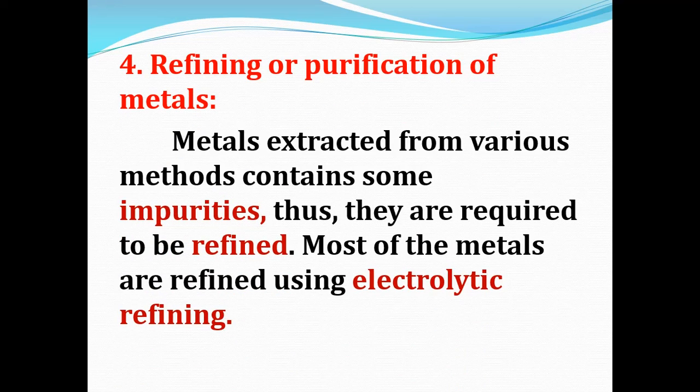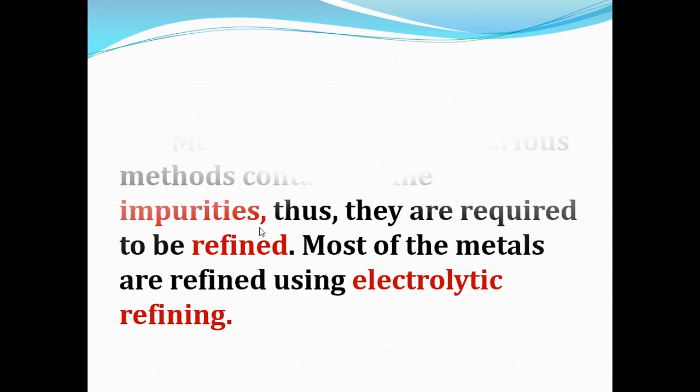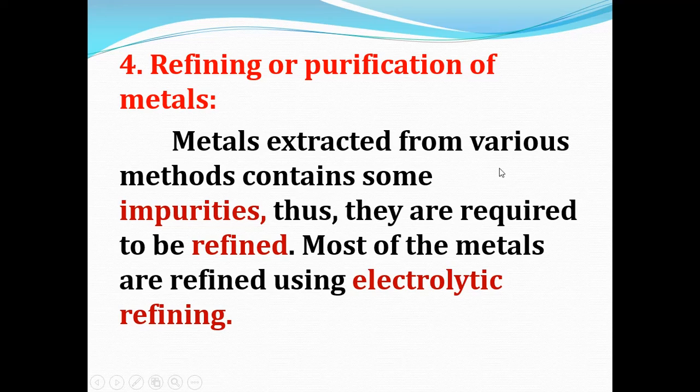Metals extracted from various methods contain some impurities, which have to be purified or refined. Most of the metals are refined using electrolytic refining. The method which is used to purify or refine the metal is electrolytic refining. So what is meant by electrolytic refining?